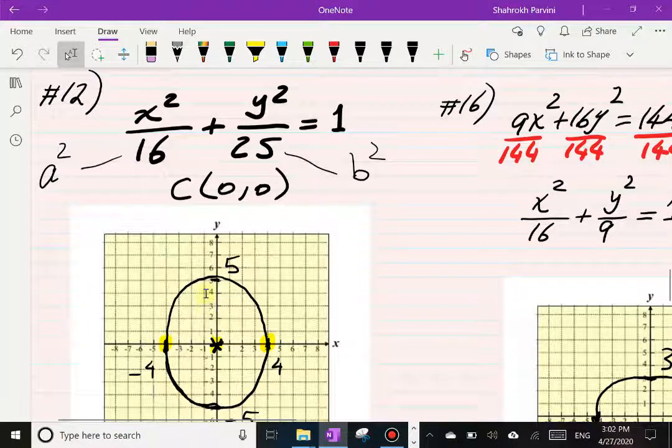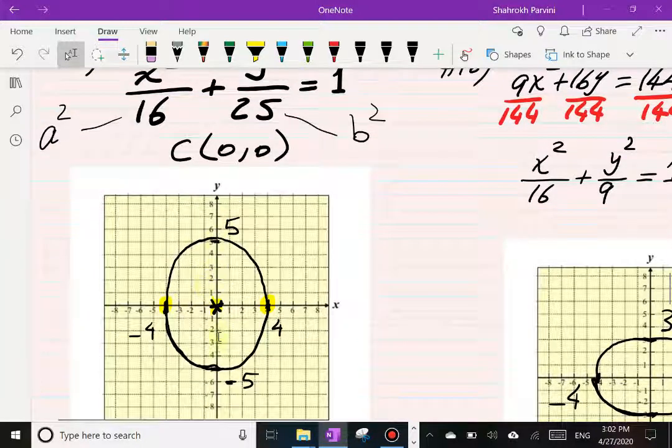Now the longer axis here is the major axis. See, the longer of the two axes. This is horizontal, this is vertical. The longer is vertical, the major axis is vertical. So I have a vertical ellipse.